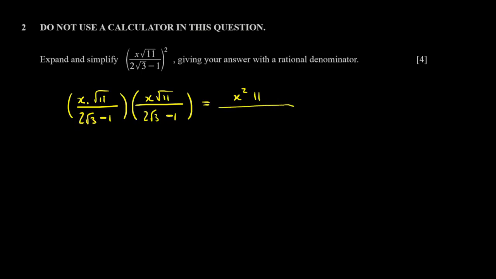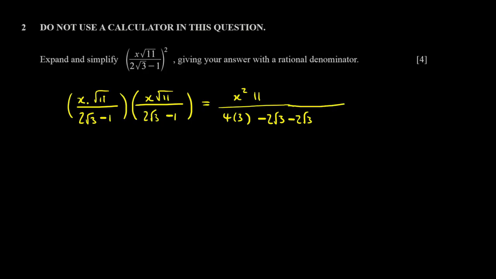So we're going to have 2 root 3 times 2 root 3. Well, that's the same thing as 2 times 2, which is 4. And then root 3 times root 3, which is 3. So this is the same thing as 4 times 3. After that, what we're going to have is 2 root 3 times negative 1, which is minus 2 root 3. But of course, we're going to have that again because we've got negative 1 times 2 root 3 again. So we've got another minus 2 root 3.